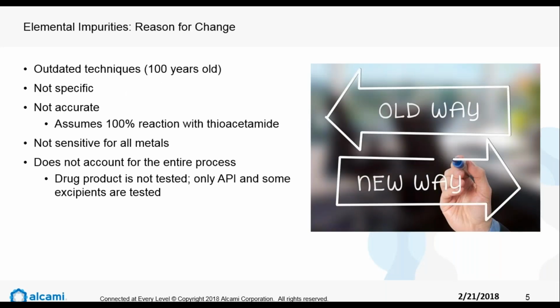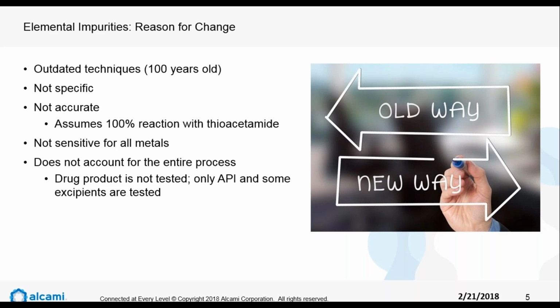So the reason for the change: the current methods, well, they're no longer current. The previous methods, the heavy metals testing, used very outdated techniques, some of them more than 100 years old. They're not very specific, and some of the techniques weren't very accurate either. And they weren't sensitive for all the metals, especially with all of the PDEs having been determined for so many different elemental impurities.